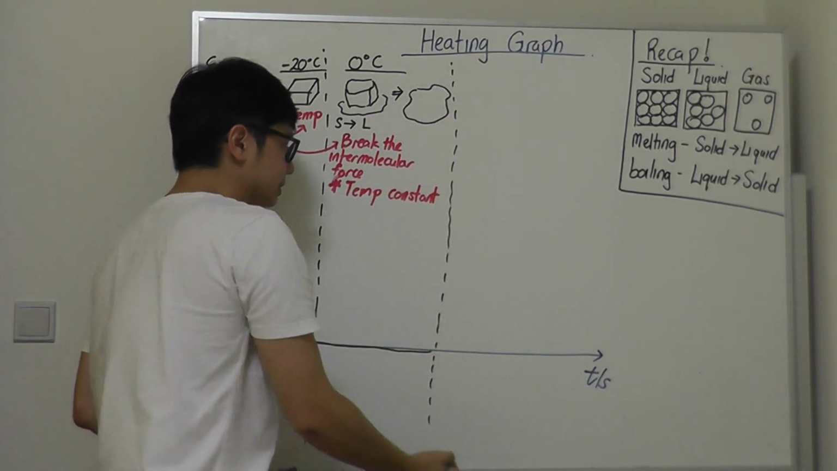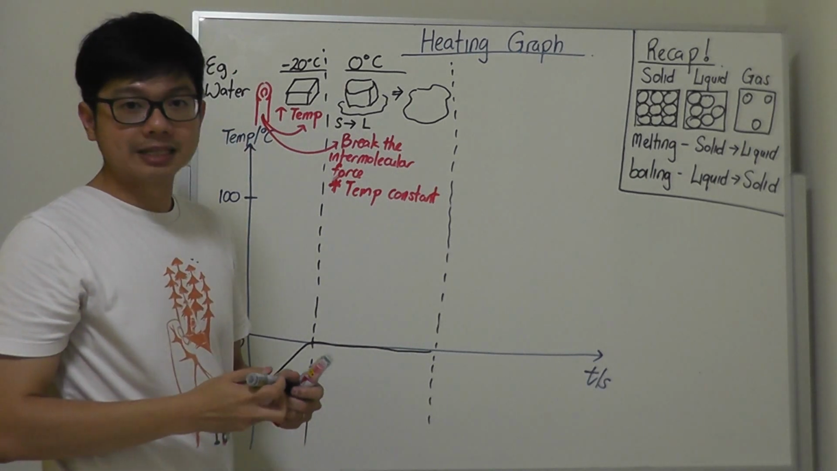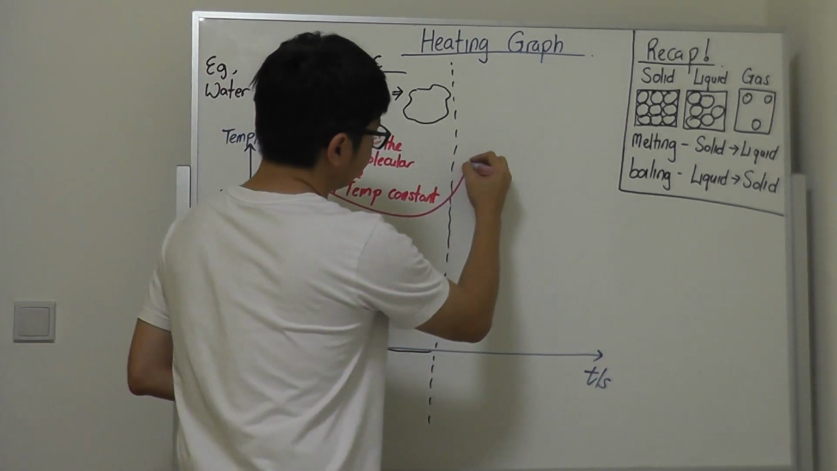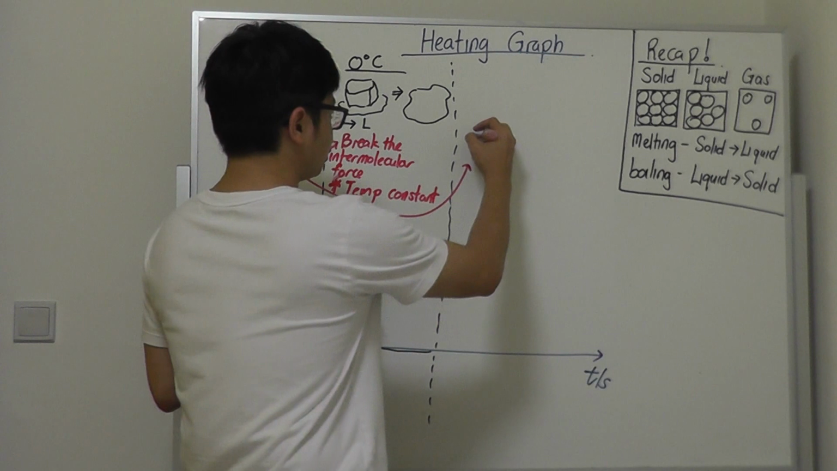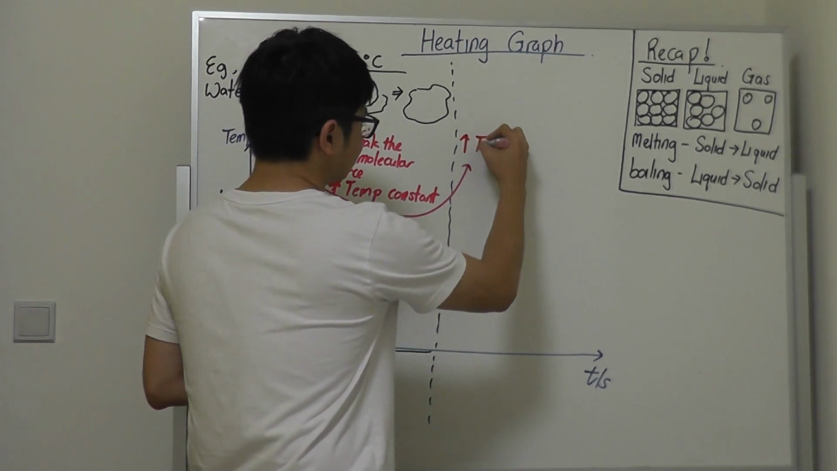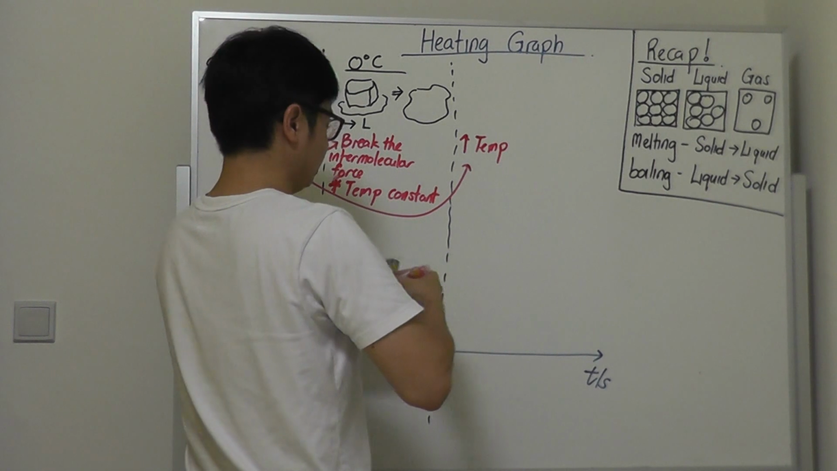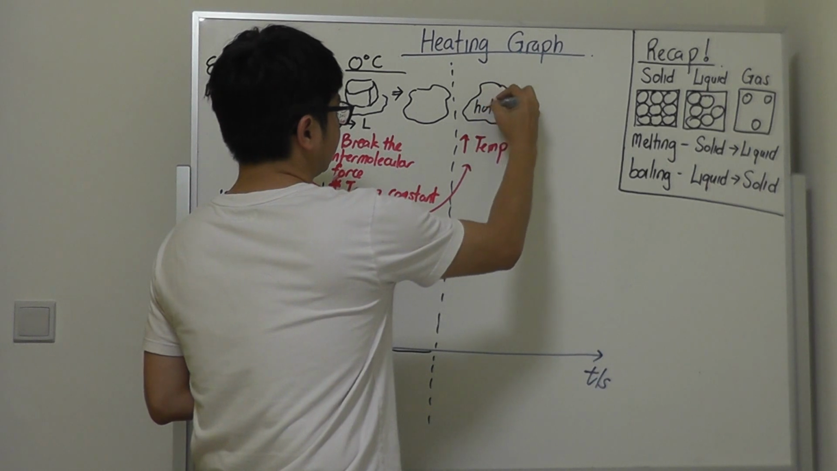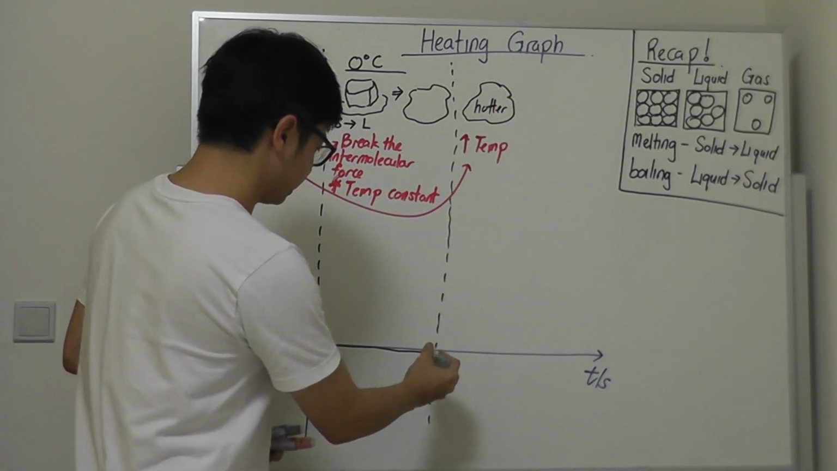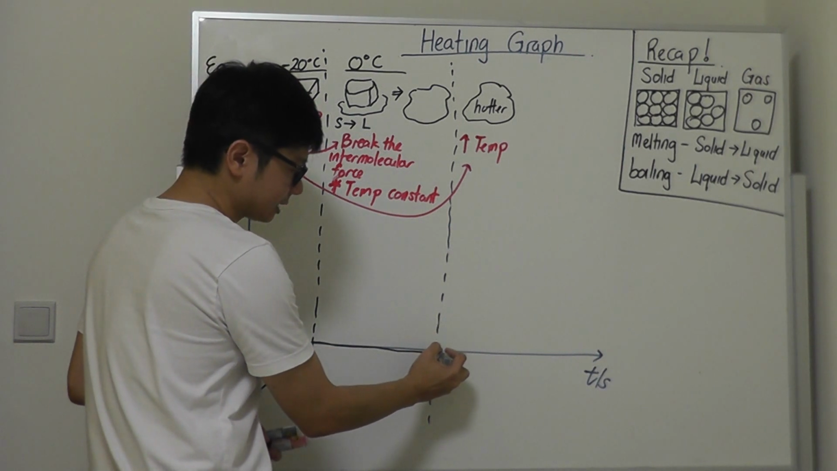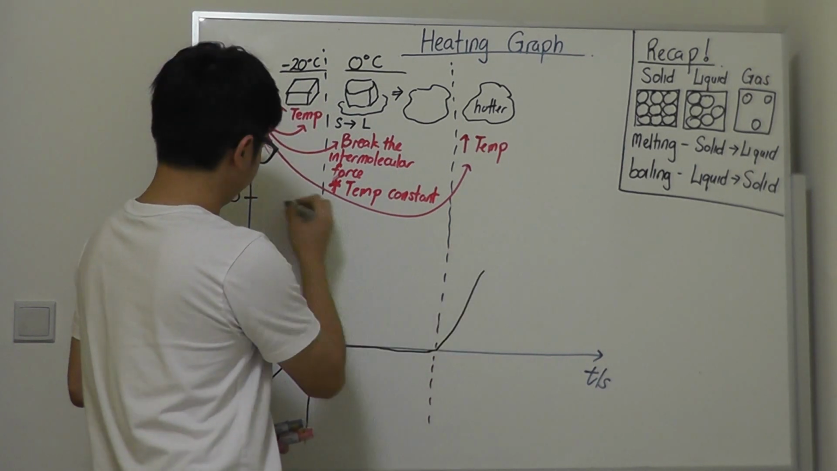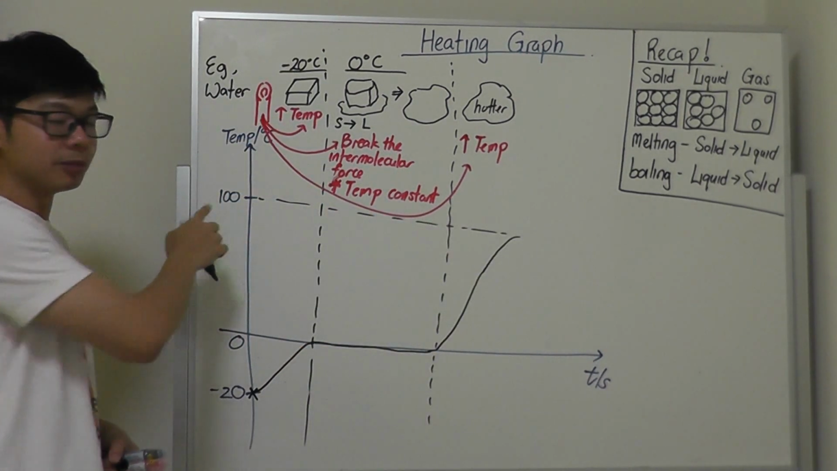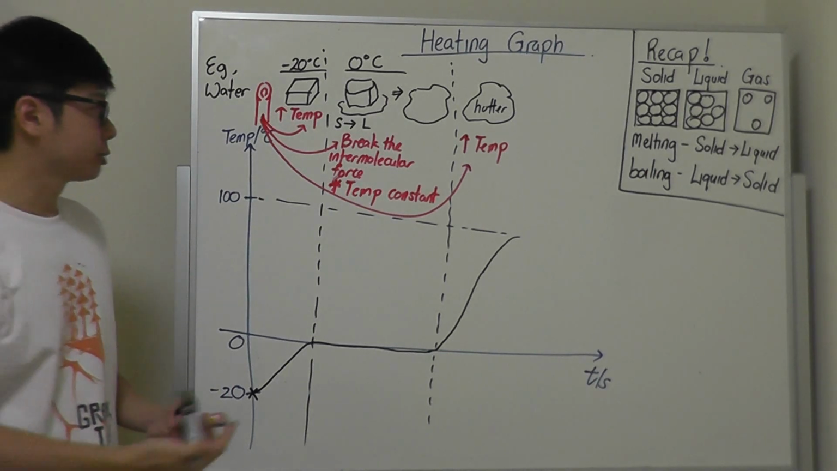So the next step is that the water is going to be heated up. So again, the water is going to draw in the energy to increase its temperature. So we'll just see the water getting hotter. So on the temperature time graph, we expect the temperature to rise all the way up to 100 degrees Celsius before it undergoes the next change.